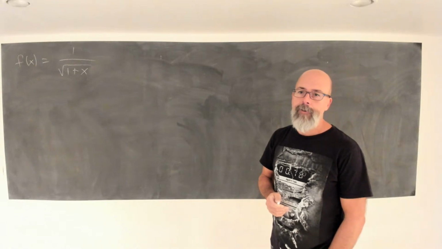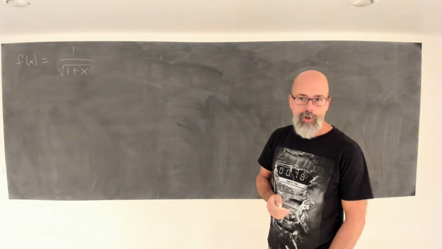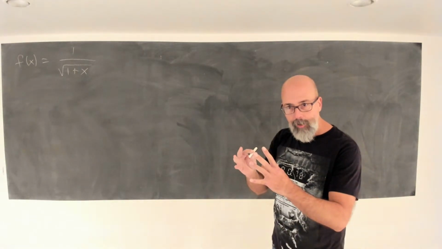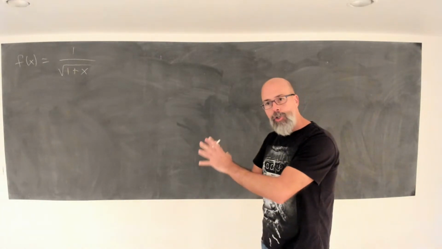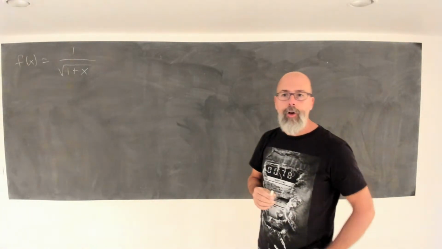Is infinity plus infinity an indeterminate form? The answer is no. You can think of infinity as a very large number. So very large number plus another very large number, you're going to get a very large number.